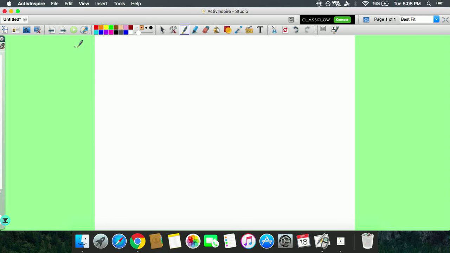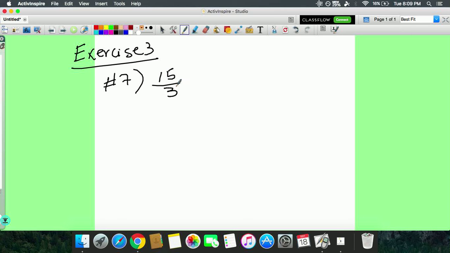Okay. Let me do exercise 3, and again, I apologize, I forgot the sheet at home, so I don't really know which ones. But again, it's just for you to get an idea. So let's pick again number 7. 15 over 3. Okay, so remember, this is the same thing as 15 divided by 3. So how many times can 3 go into 15? 3 can go into 15 5 times. So there's no leftover, so it's the same thing as 5.